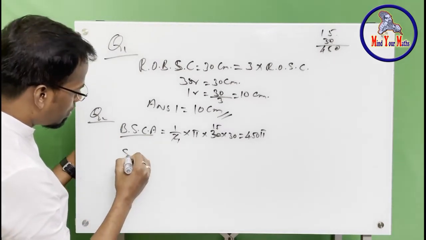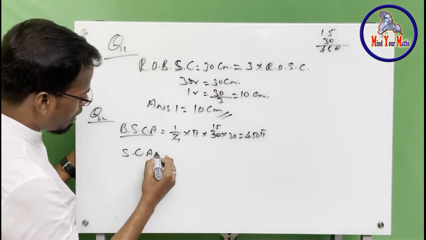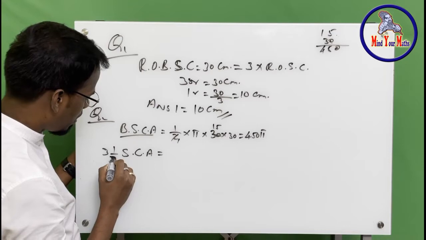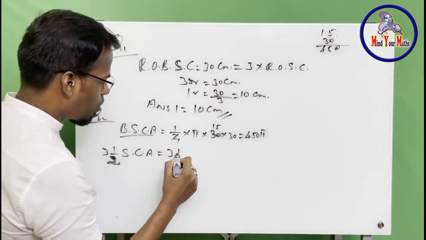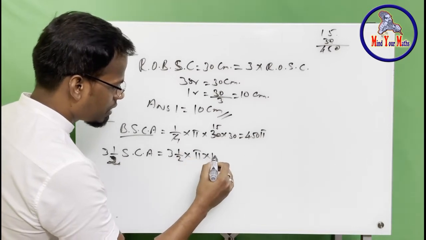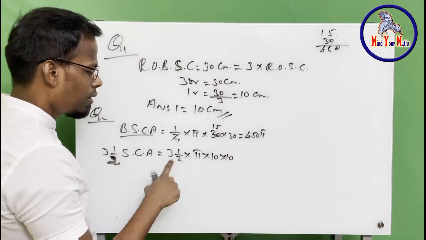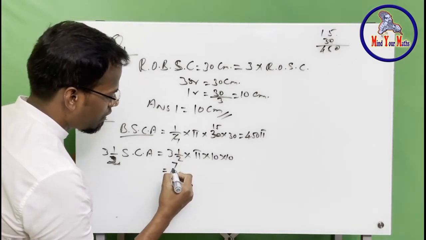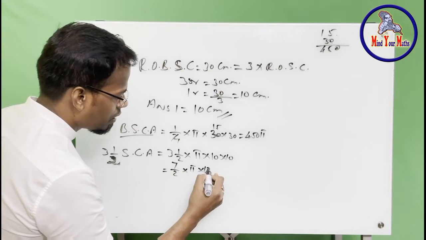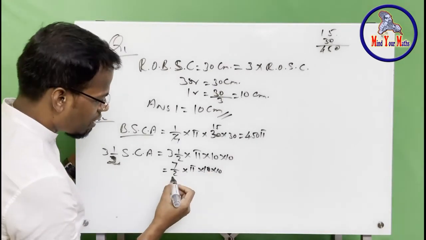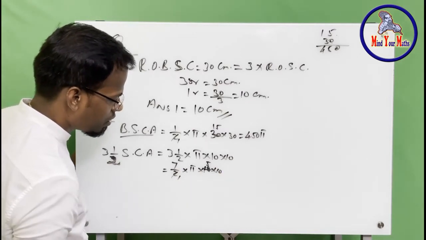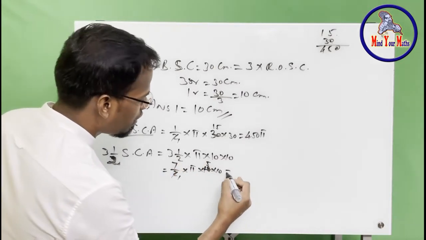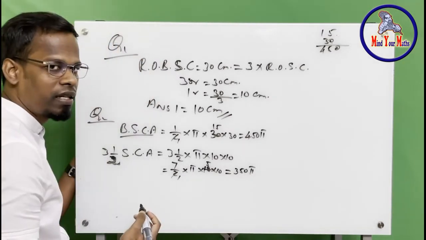So the area for the small circles equals 3.5, the small semicircles area is 1 by 2 times pi times 10 times 10. Now let's convert this to an improper fraction. What will it become? 3 times 2 is 6 plus 1, 7. 7 by 2 times pi times 10 times 10. Now you can cancel: 1 times 2 is 2, and 5 times 2 is 10. Now 7 times 5 is 35, times 10 is 350. So 350 pi.